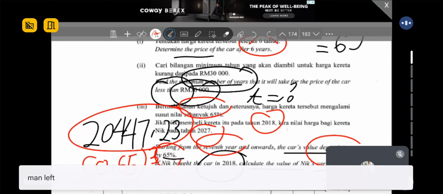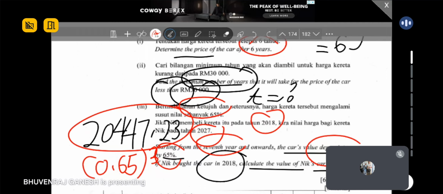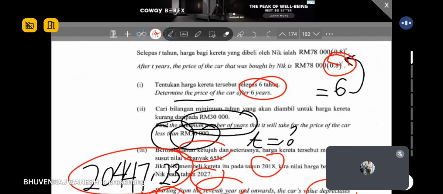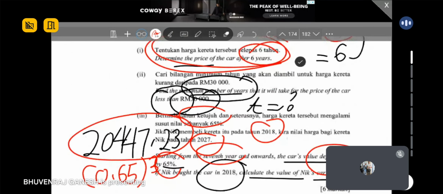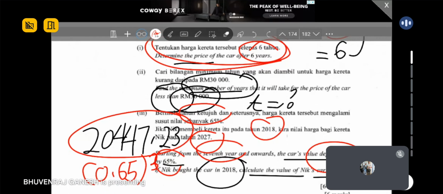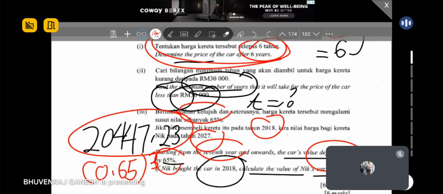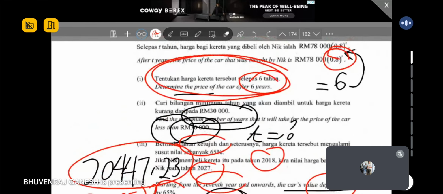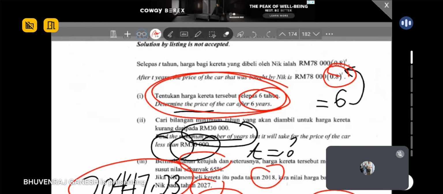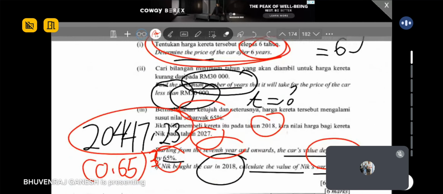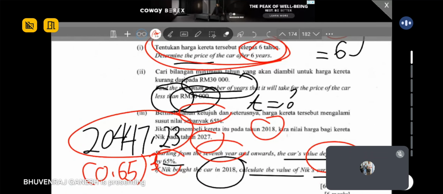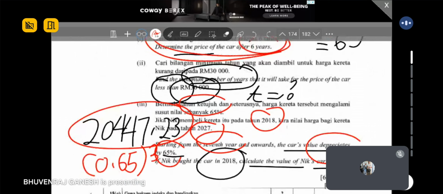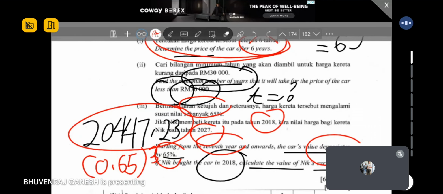So the time period from 2018 to 2027 is 9 years. 9 tahun. And then just now, already got 6 years, guys. Dah ada 6 tahun. So baki, the remainder of years is 3. So that's why you must substitute T equals 3. If you substitute 9, it means that you over consider the value already. Kamu dah terlebih jangka nilai dia. You must only substitute T equal to 3. Do you get me, guys?